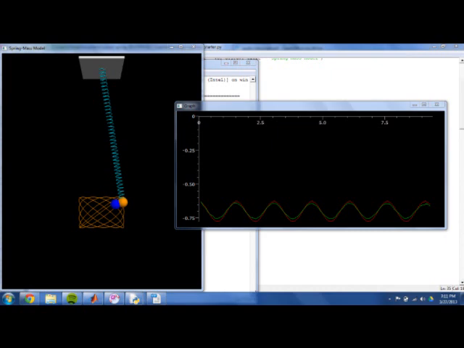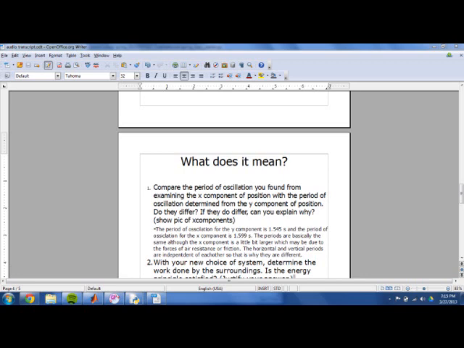Also, if you change the system to include the spring, then there is no work being done on the system, but the total change in energy would still be 0, because the kinetic energy and potential energy cancel each other out. Now for the what does it mean questions.